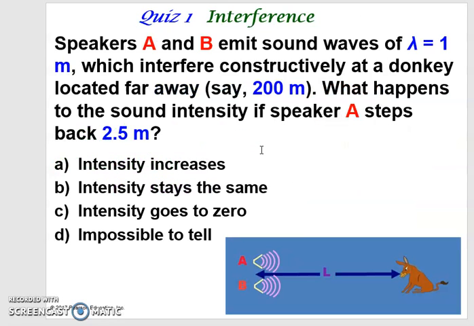So now let's have the second conceptual quiz today, and you can think about that. We have two speakers, A and B. The wavelengths are the same, and originally the interference is constructive. But now, if you move speaker A back 2.5, what will happen?